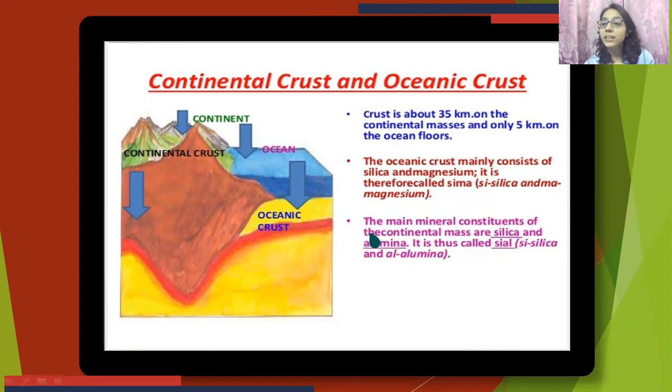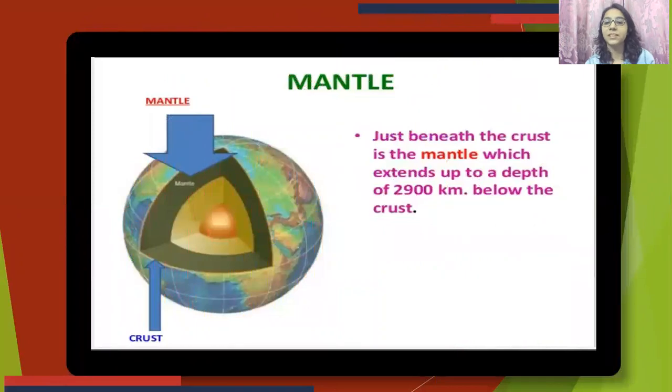Whereas the continental crust is made up of silica and aluminum. Together they make Sial. Si stands for silica and Al stands for alumina. Now let's talk about the second layer of planet Earth, that is the mantle. The mantle is 2900 kilometers in depth and it is just below the first layer, that is the crust.